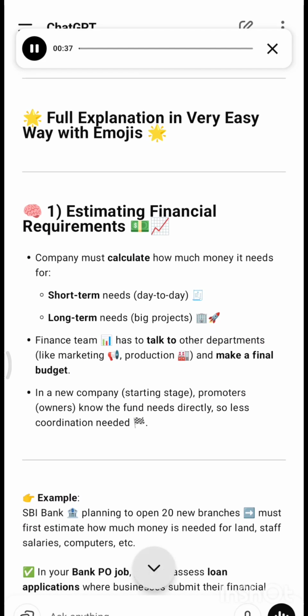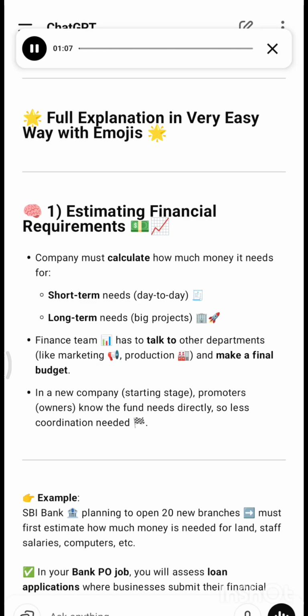1. Estimating financial requirements. The company must calculate how much money it needs for short-term needs, day-to-day, and long-term needs, big projects. The finance team has to talk to other departments like marketing and production, and make a final budget. In a new company's starting stage, promoters, owners know the fund needs directly, so less coordination is needed.